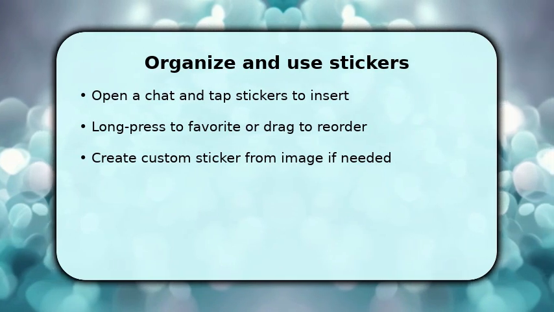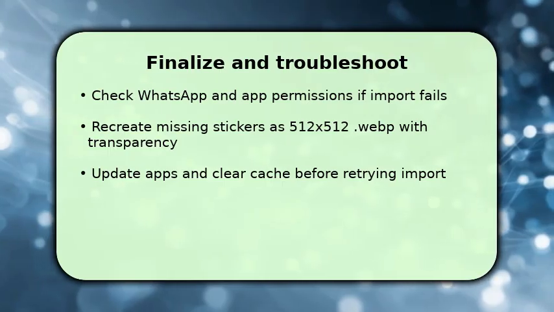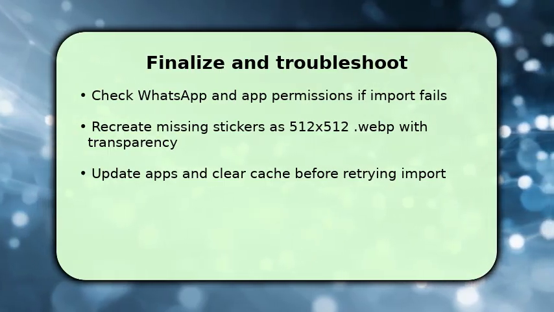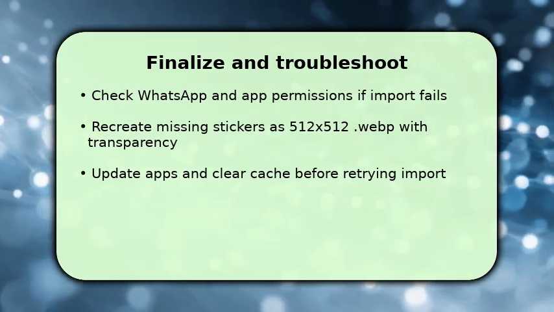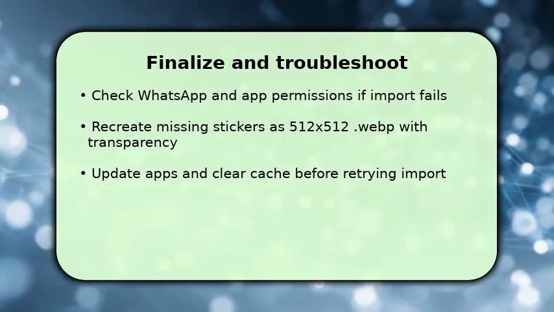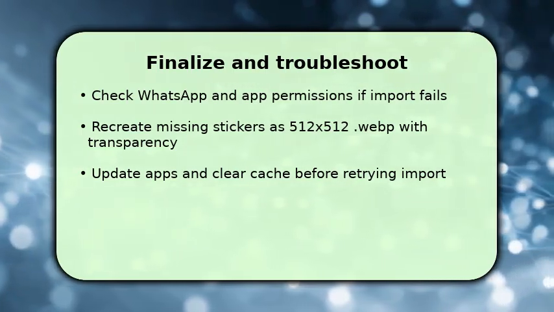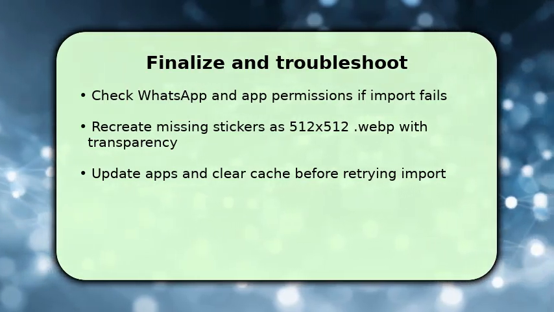Test sending several stickers to verify size and transparency look correct. If something looks off, make sure the images are 512 by 512 and saved as web with transparent background, then re-import. If the pack won't import, check WhatsApp and file permissions, clear the app cache, and update both WhatsApp and the Stickers Raja app before retrying.